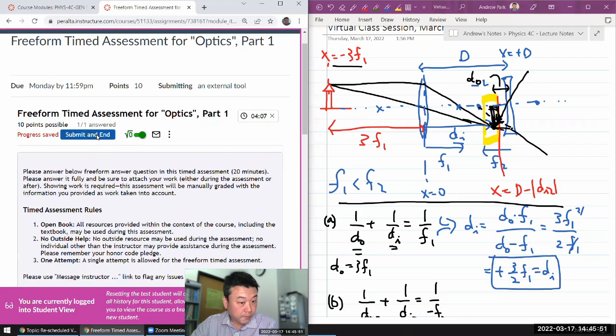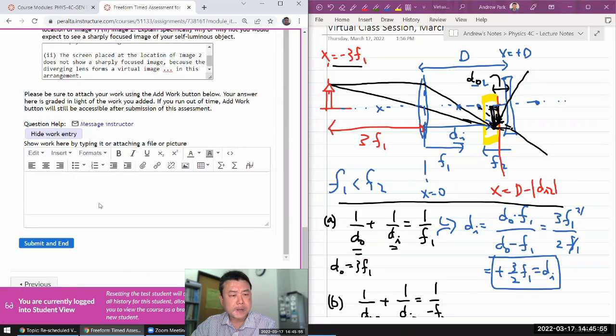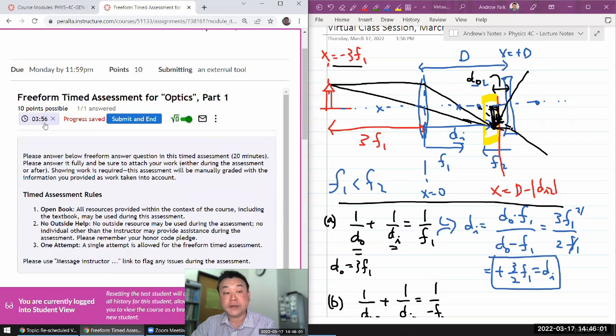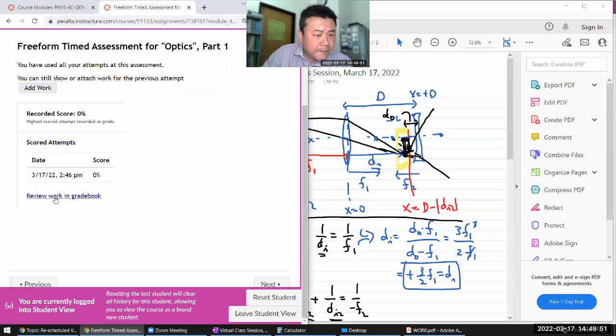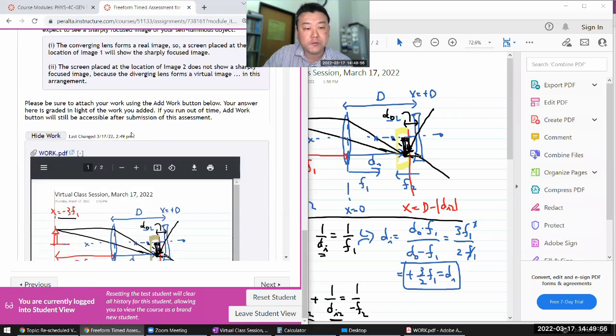So you are welcome to submit an end. You are welcome to add work here. What I will warn you is that when this time runs out, it'll kick you out, and you may lose the work you've been typing. So I would almost rather just submit an end and keep working on the work later. And so the system will timestamp your work, but again, there's no time limit for the work.